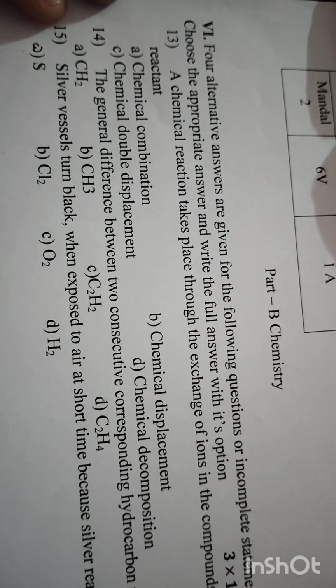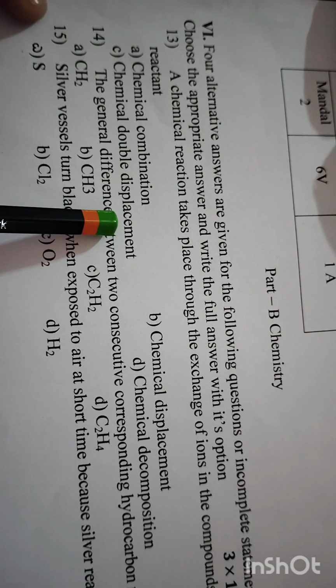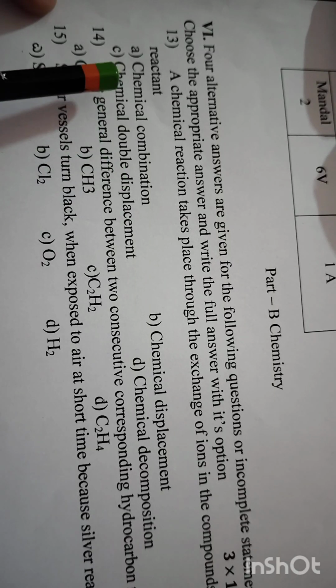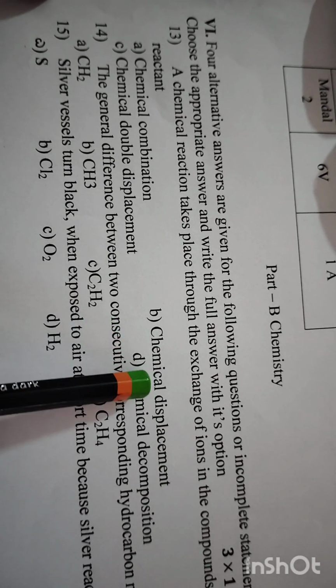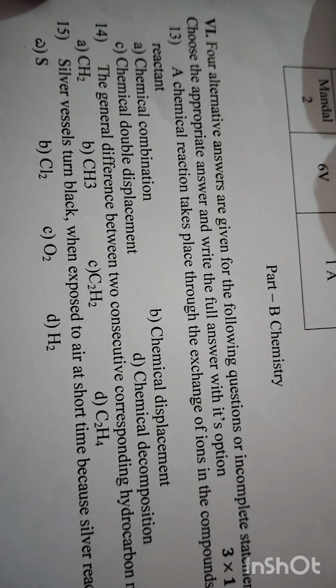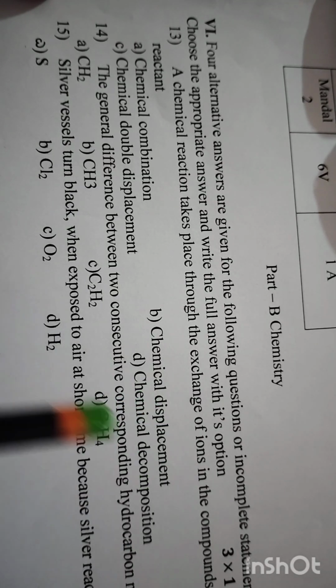So option C is the correct answer. Chemical double displacement is the answer. And what about chemical combination? In this, two reactants are combined to form a single product. In B, chemical displacement, here more reactive elements displace the less reactive elements to give the product.